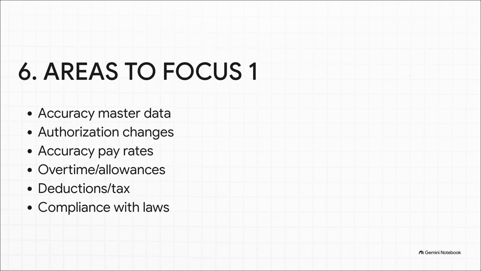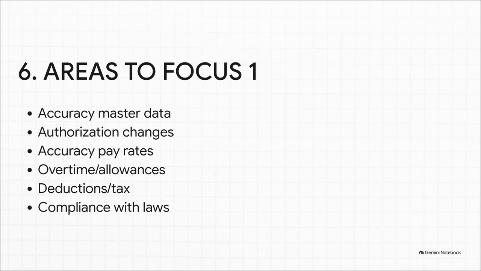6. Areas to focus. While you're running those procedures, you have to keep your focus sharp on specific targets. Master data accuracy and the proper authorization of any payroll changes are your top priorities. You also need to rigorously verify the accuracy of pay rates and overtime. A practical scenario? Cross-referencing claimed overtime against actual facility access logs. That's a fantastic way to prevent massive payroll bloat.